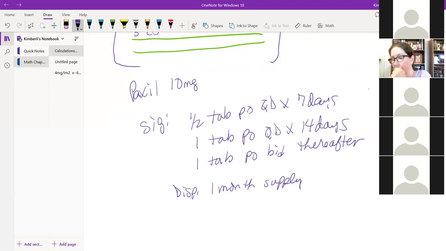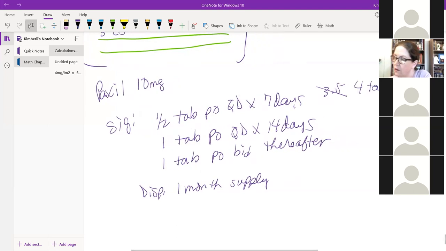So 5 times 7 times 30. No, okay. No. 5 times 7. Okay, that'll be the number of milligrams, but how many tablets are we going to give them? So if they're taking a half tablet by mouth every day for 7 days, they're going to need 3.5 tablets, right? But we're not going to cut them for them. So we're going to give them 4 tablets for that. And then 1 tablet by mouth every day for 14 days.